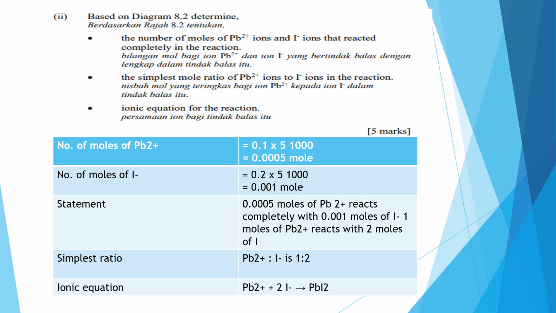The simplest ratio of lead-2 ion to iodide ion is 1 to 2. The ionic equation for this reaction is 1 mole of lead-2 ions plus 2 moles of iodide ions, and we get 1 mole of lead-2 iodide.